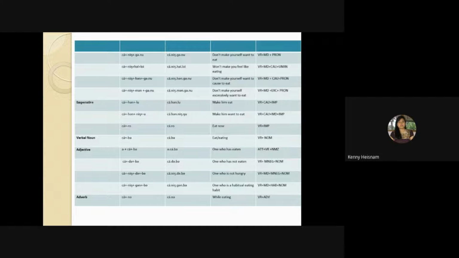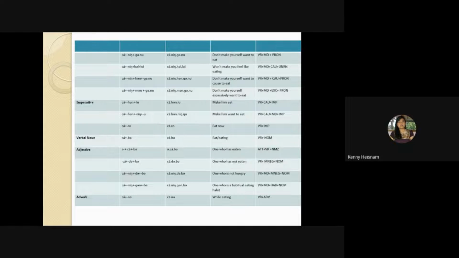In the case of imperative, chahan lu, that is verb root plus causative plus imperative. Chahan ningu, that is verb root plus causative plus mood plus imperative, that is, make him want to eat. Charo means verb root plus imperative, eat now. And for the case of verbal noun, only one structure is observed, that is verb root plus nominalizer, chaba, it can eat or eating.